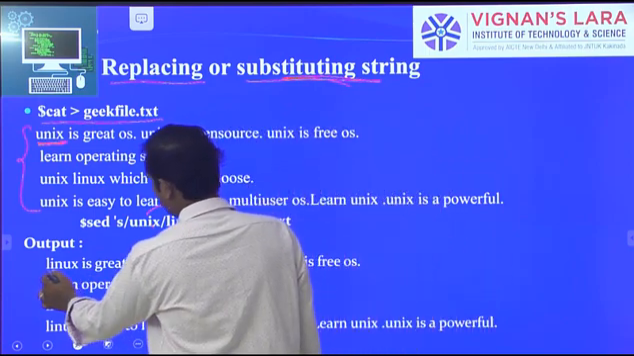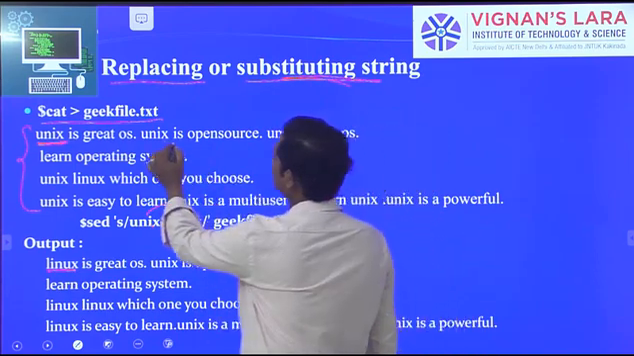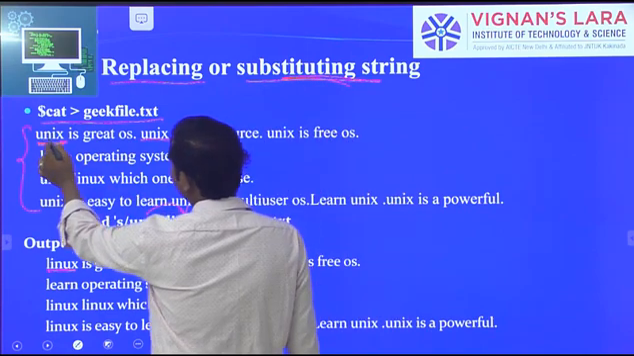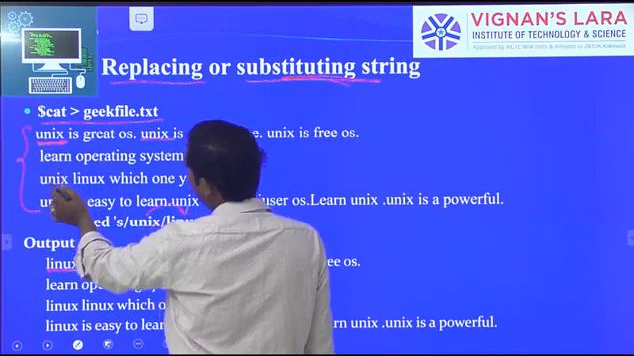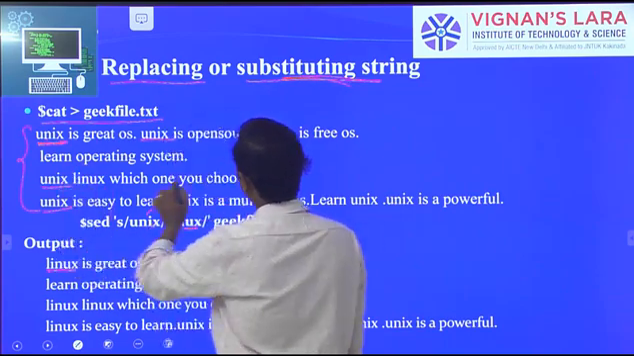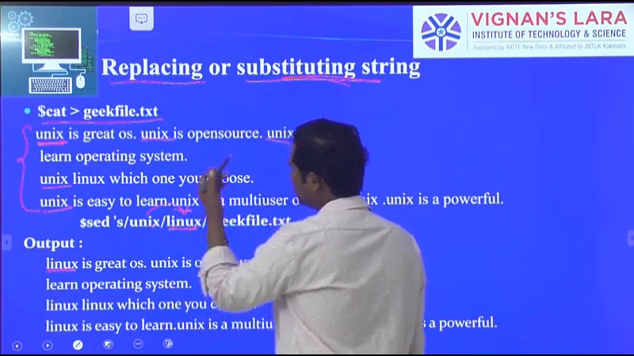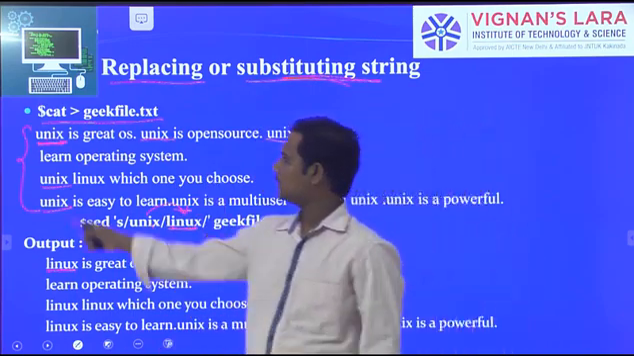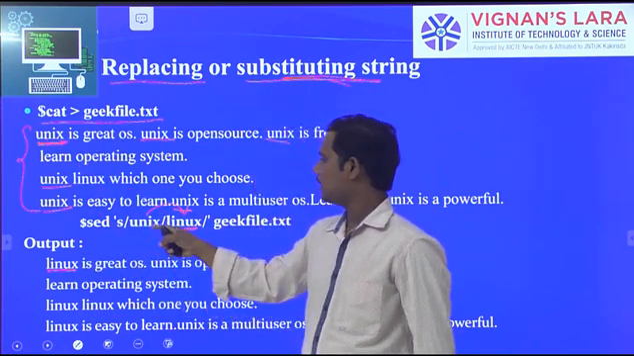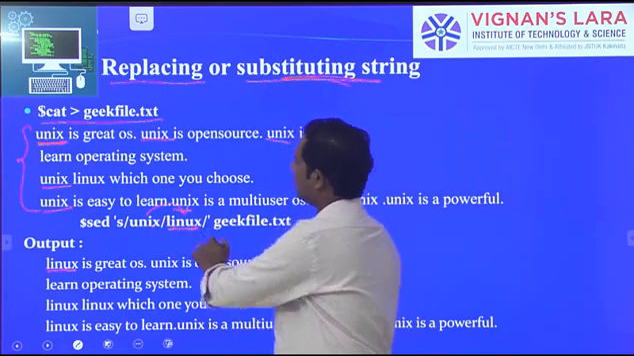Here also Unix is there, but this is not at the first position. Only the first occurrence of Unix in the line is replaced. Here also Unix is there, here also, here also, but these are not removed. Only the first one is replaced. In the first field, Unix is replaced and Linux will be displayed.